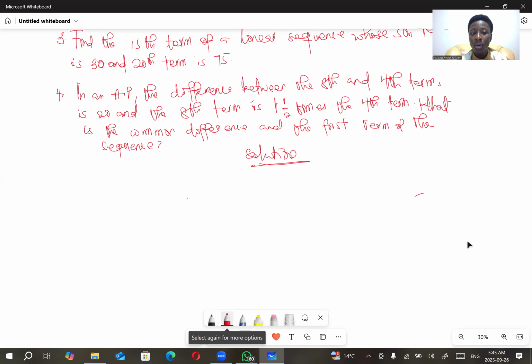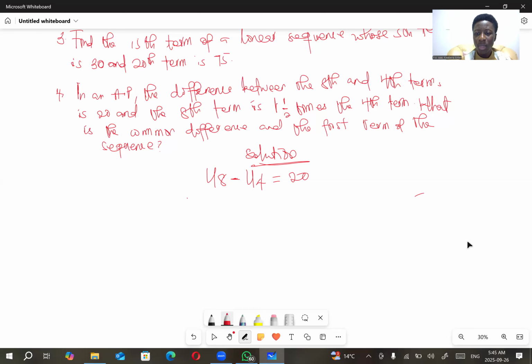The eighth term minus the fourth term is equal to 20. Now, how do you represent that? U8 minus U4 is equal to 20. Yeah, but you have to express it properly. Do you understand? So let's write it properly.